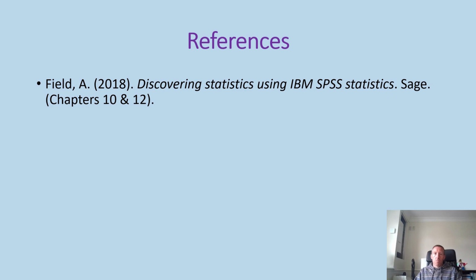Okay. References, I've just put one reference on this slide at the moment. I might dig out some more if I can find some that I like. But in the most recent version of the Andy Field textbook, 5th edition, chapters 10 and 12. 10 covers comparing two means, so t-tests. 12 covers ANOVA. Those are good. Those are the resources that are most useful if you want to do some reading and learn more about these tests where we're comparing means.